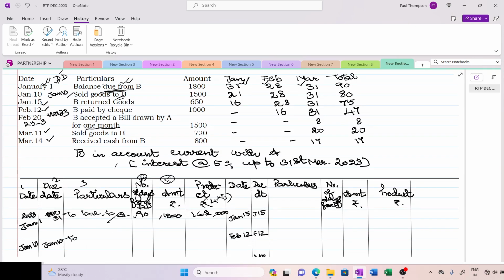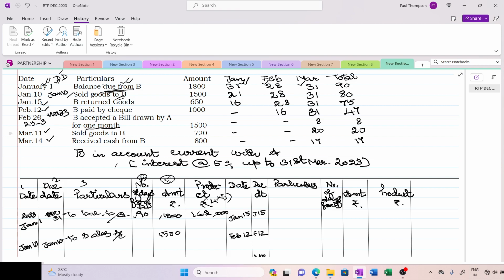No need of thinking the journal at all. Straight away you can think whether this B is a receiver or a giver. He is a receiver because I am writing in my books I have sold goods to B. So B has received it. So what is the amount? 1500. And here they have not given the due date.